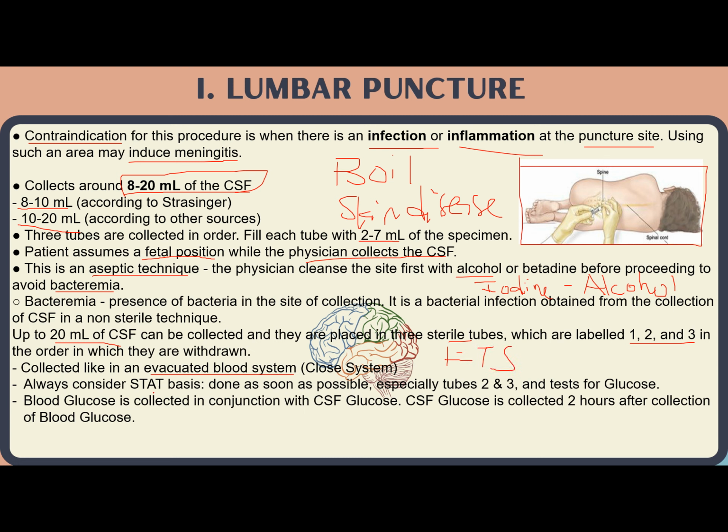Now, always consider stat basis. So this should be done as soon as possible, class, especially tubes 2 and 3 and tests for glucose. So for tubes 2 and 3, class, the testing or the processing should be done as soon as possible. They should be stat. And if there is a test for CSF glucose, it should be done immediately.